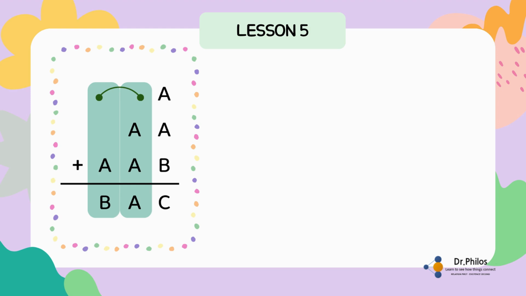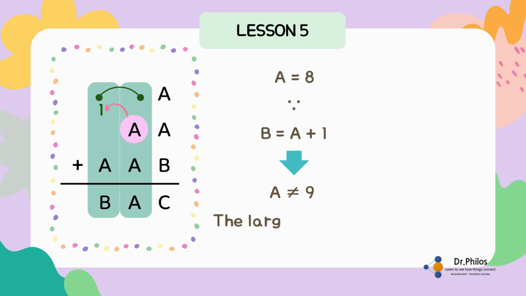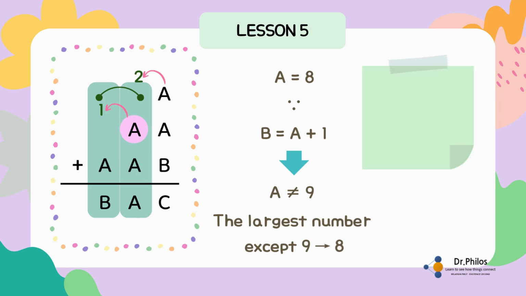Can you explain why A is 8, using only the hundreds and tens places? B is 1 more than A. So A cannot be 9. But to make a carryover in the tens place, A has to be the largest possible number except 9, which is 8. And there must be a carryover of 2 coming from the ones place. I see. Then B is 9 and A is 8. What is C? C is 5.